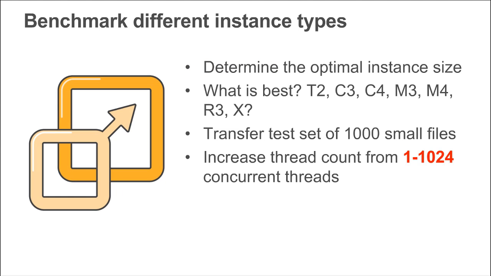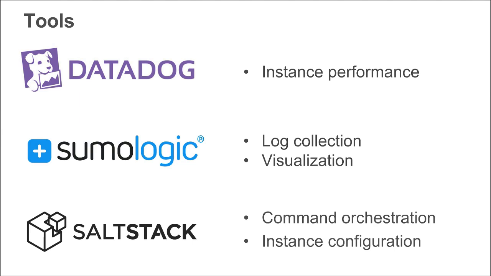So I did testing between different instance types. I tested all the way from the small T2 up into the X. And I had 1,000 small files, and I increased thread count from 1 to 1,024. The tools I use for monitoring were Datadog for on-instance performance. I use Sumo Logic for log collection, and I use SaltStack for orchestration.